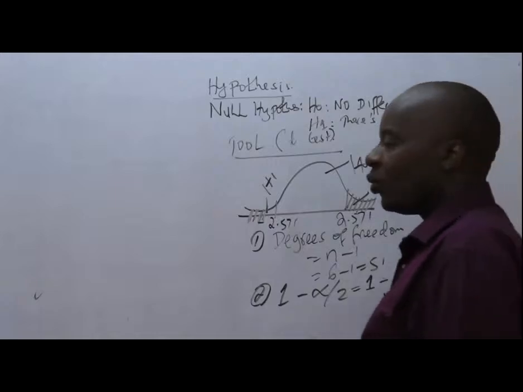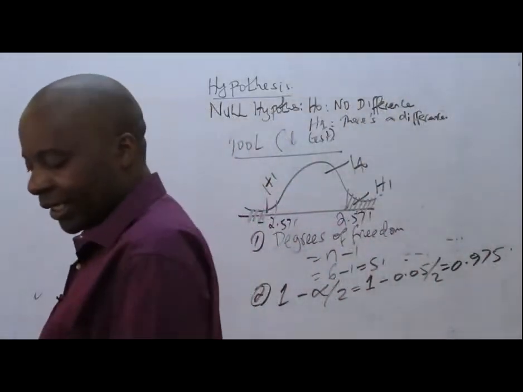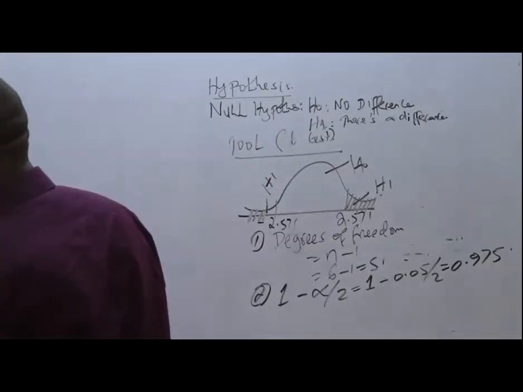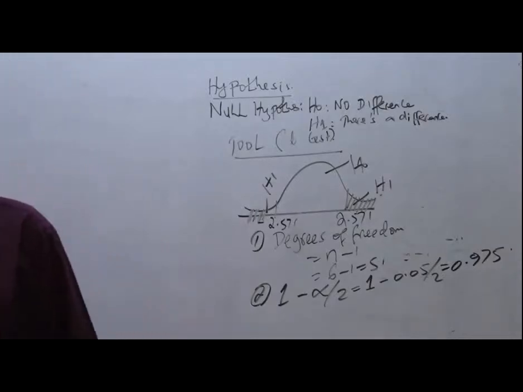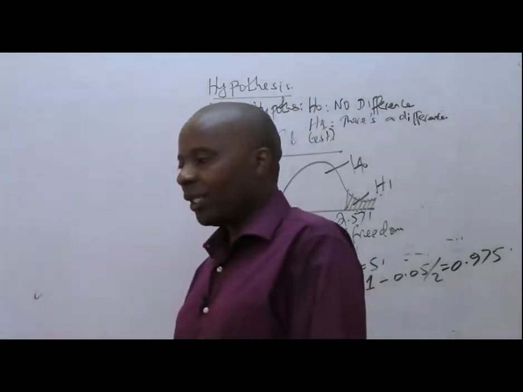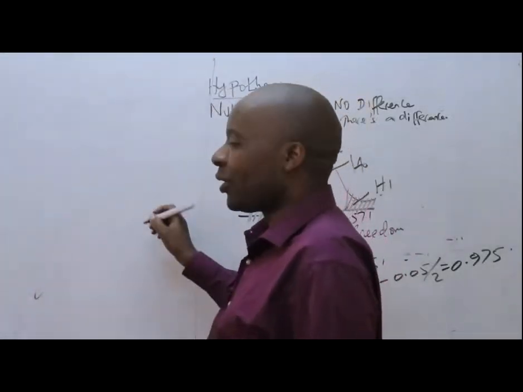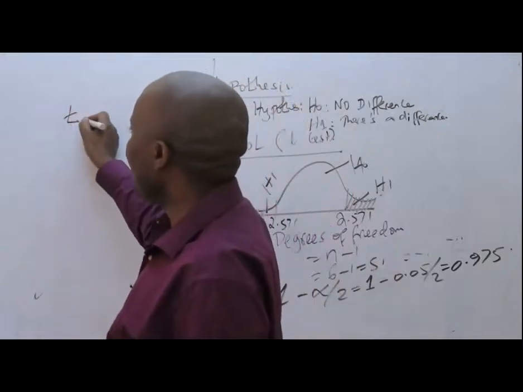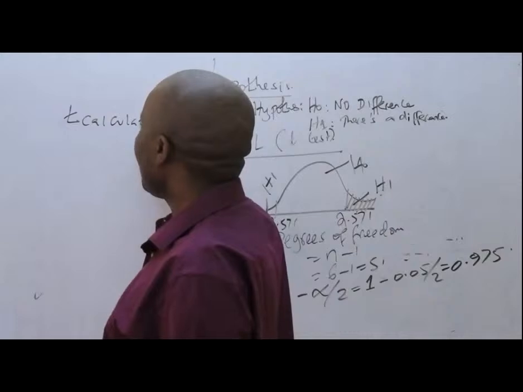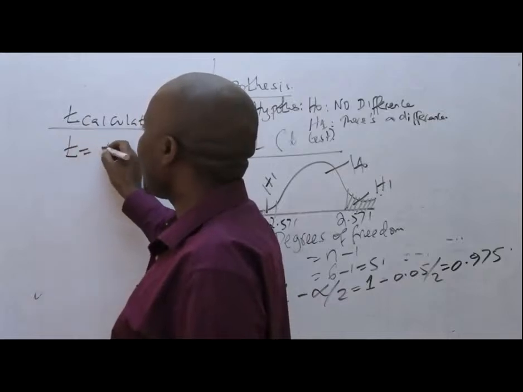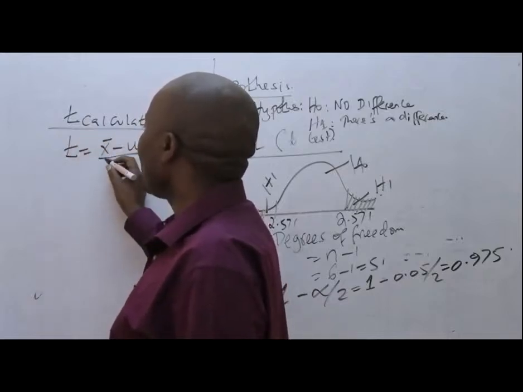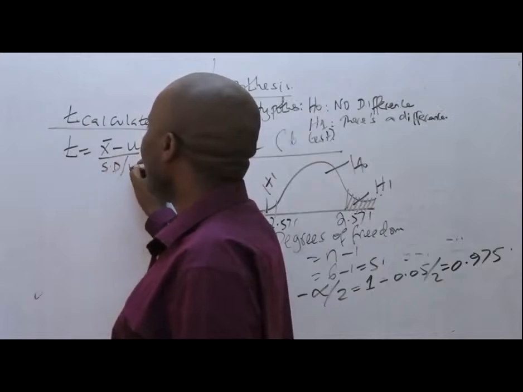Now from there, we go straight away to the test itself. So the test itself, what do we have here? We calculate what we call T calculated. Under T calculated, we know the formula. T calculated is x bar minus mu, all over the standard deviation divided by root n.